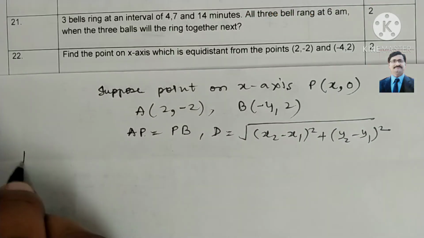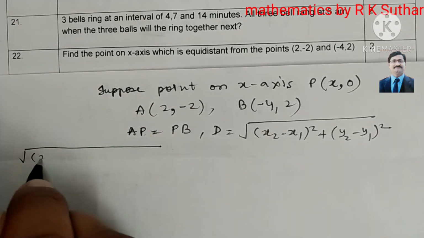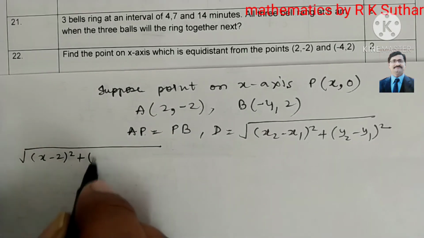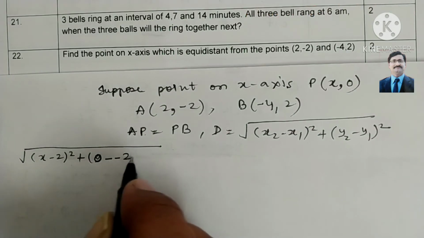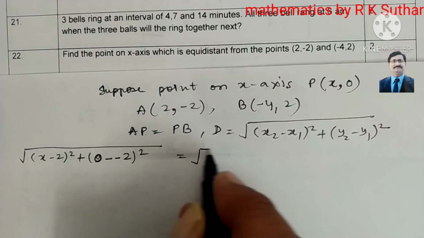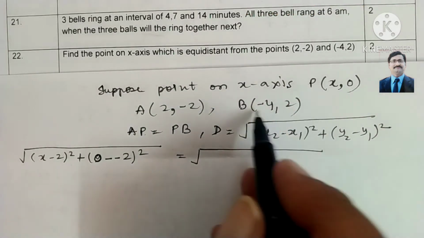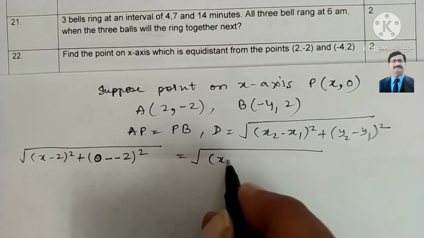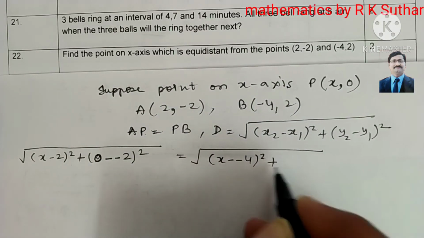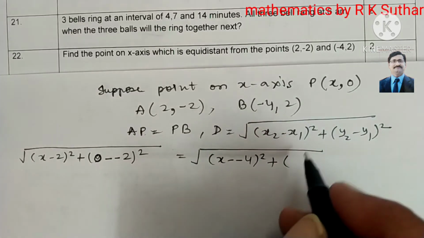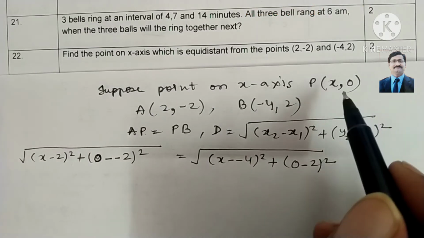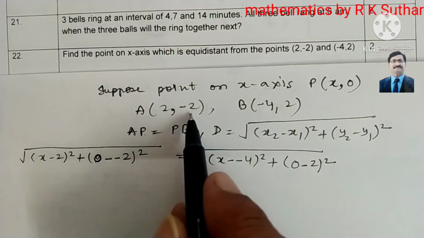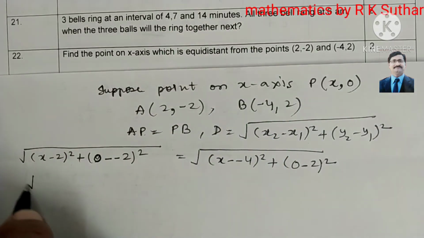So AP will be equal to, we can write, (x minus 2) whole square plus (0 minus 2) whole square, and this is equal to PB. PB means (x minus 4) whole square plus (0 minus 2) whole square. Okay, all of you understand? These are x1, y1 and these are x2, y2. This type we can use.